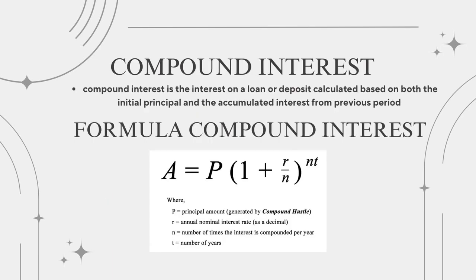Compound interest is the interest on a loan or deposit calculated based on both the initial principal and the accumulated interest from previous periods. Formula: compound interest A = P(1 + R/N)^(NT), where P is the principal amount, R is the annual nominal interest rate, N is the number of times the interest is compounded per year, and T is the number of years.